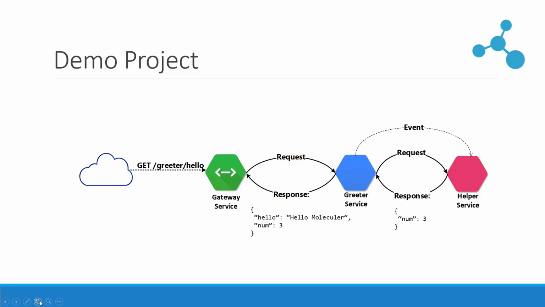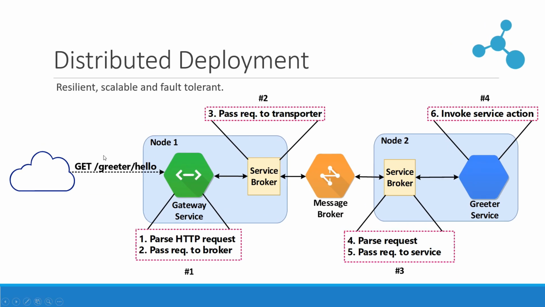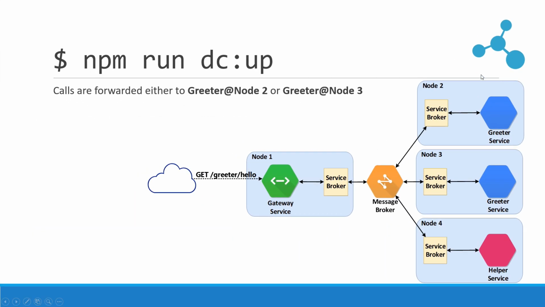Let me just go over here. We'll get a traffic running over here, then a container with our gateway service, a container with a message broker, and a container with our greeter service. However, in our case, we have an additional service, which is a helper service, and we want to create a replica of our greeter service. So we want a configuration like this: greeter, replica, and a helper service.